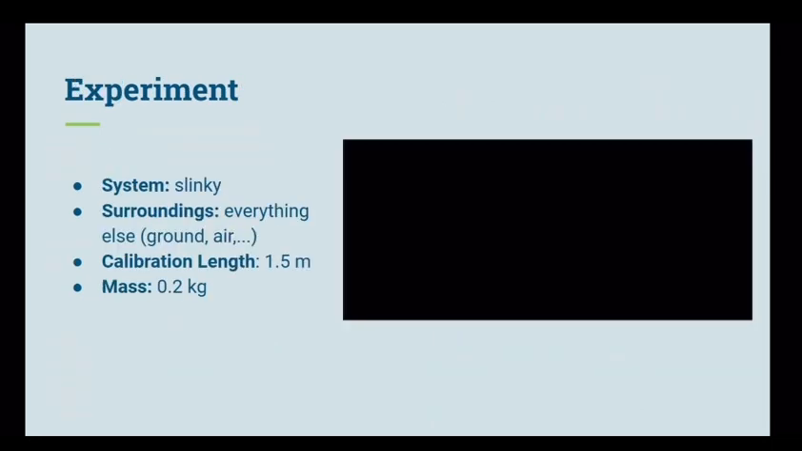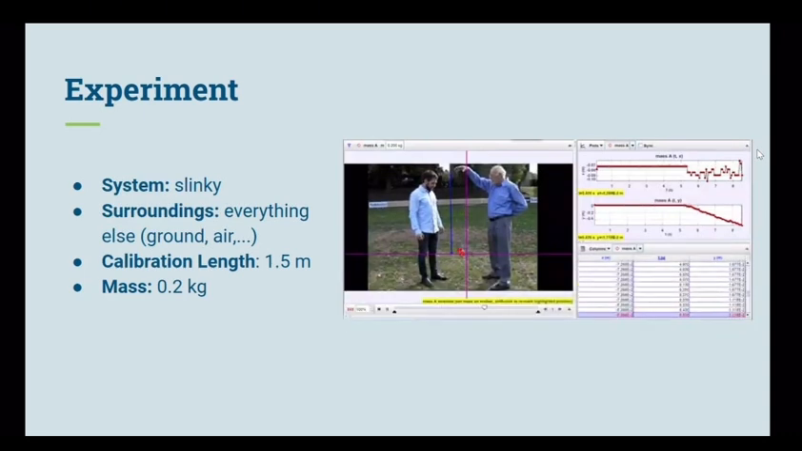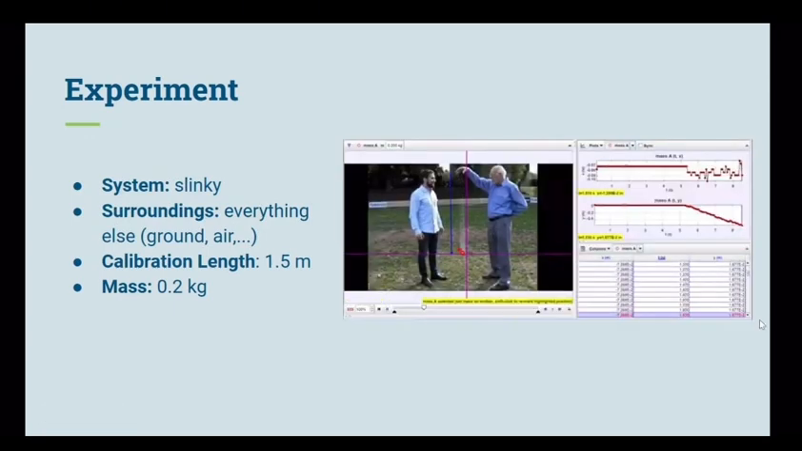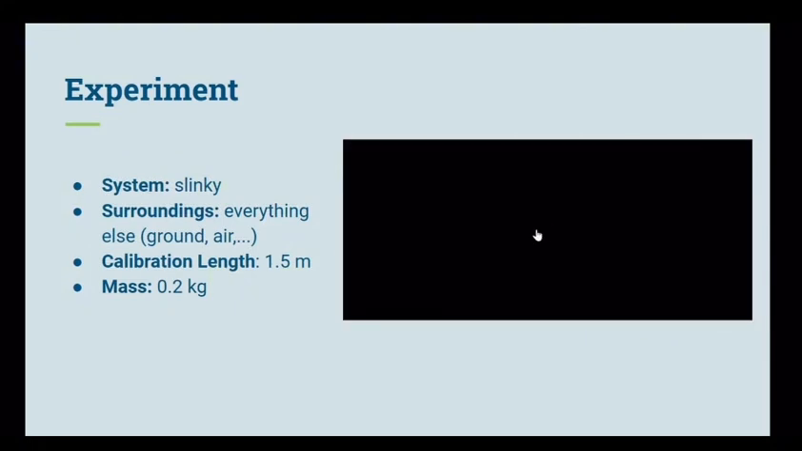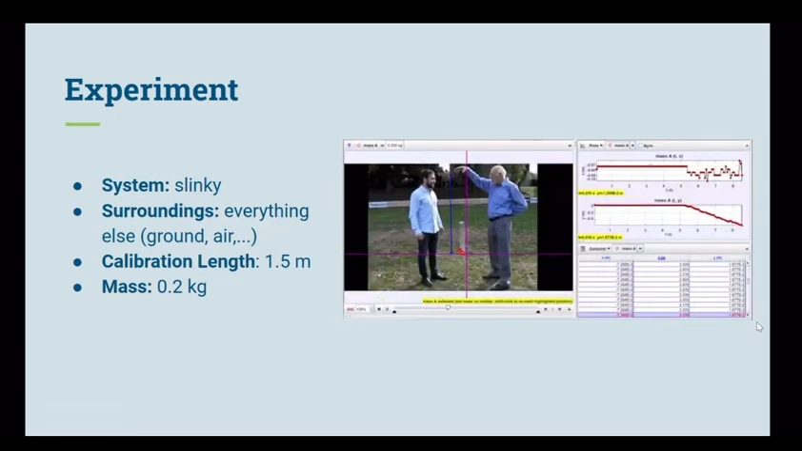In the video analyzed, the system is the slinky while the surroundings are everything else, such as the air and ground. The estimated calibration length for the slinky in the video analysis is 1.5 meters using the height measurement of the host. The mass of the slinky was estimated to be 0.2 kilograms based on recorded results found. While the slinky is stretched, tension and gravitational forces act on the system. Once the slinky compresses, drag and gravitational forces act on the system.